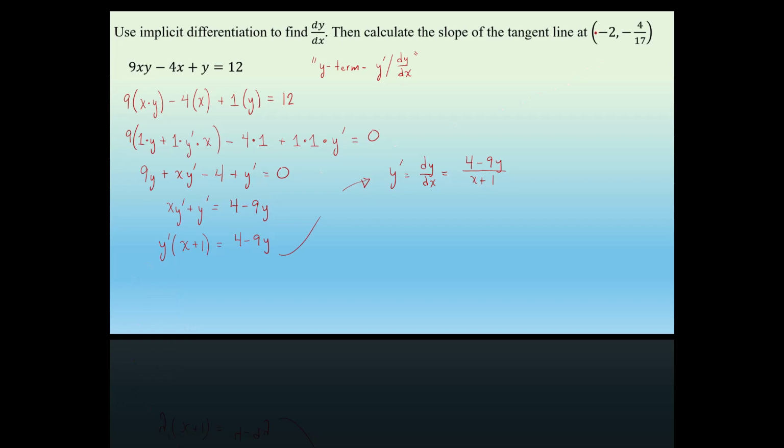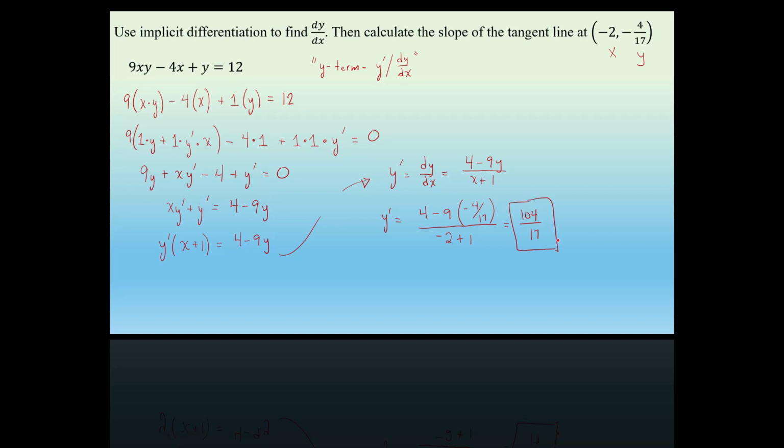We can find the slope of the tangent line by plugging the following number in for x and this number in for y. So we'll have y prime equals 4 minus 9 times negative 4 over 17, all over negative 2 plus 1. We end up with an answer of positive 104 over 17.